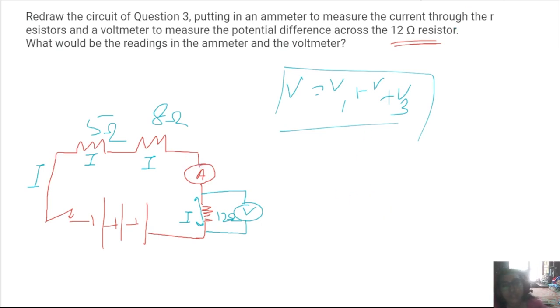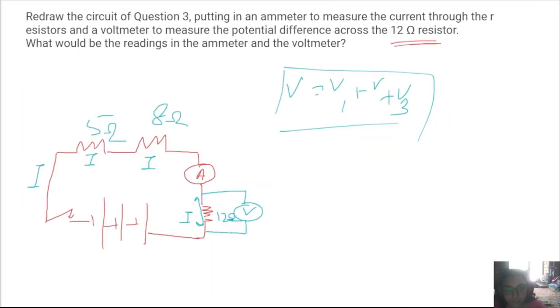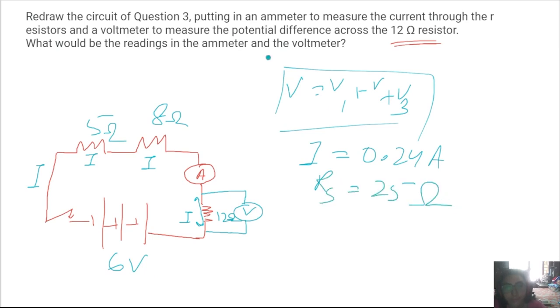Okay. So we had calculated the total resistance, right? It came to 25 ohm, and we also calculated the current. So we don't have to do it here again. Just write I equals 0.24 ampere, and we know voltage is 6 volt, and also that the total resistance is 25 ohm. Okay. So now we know that, as the first part of our question, the ammeter measures the current of 0.24 ampere.